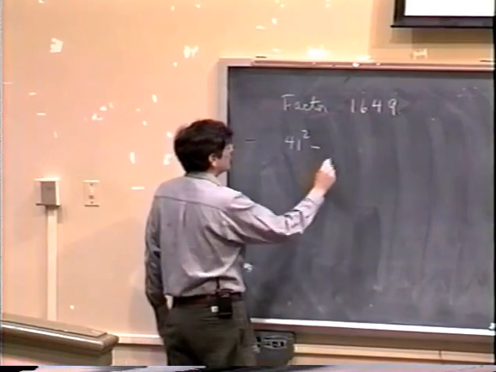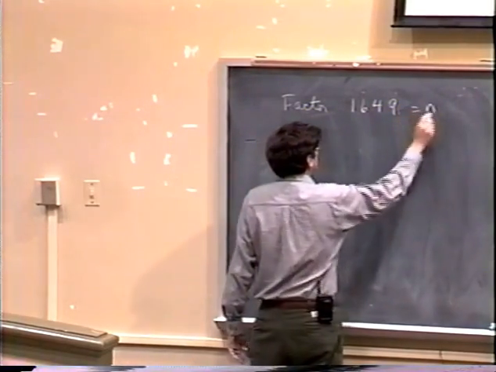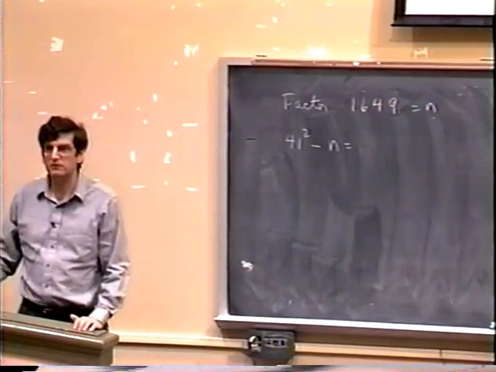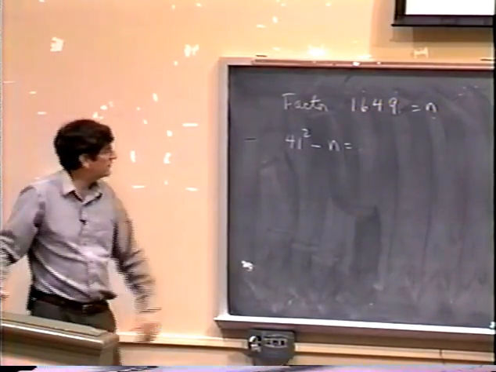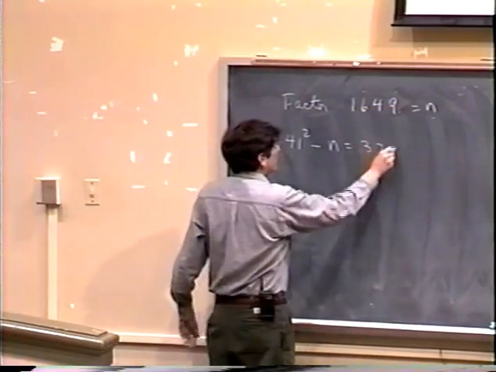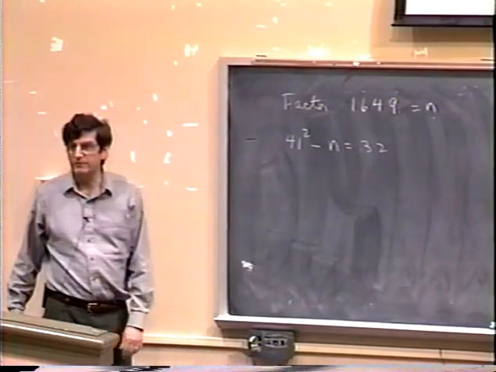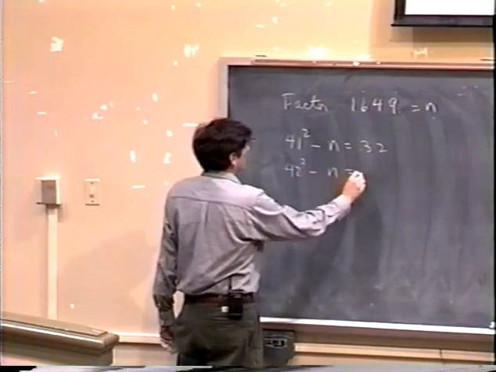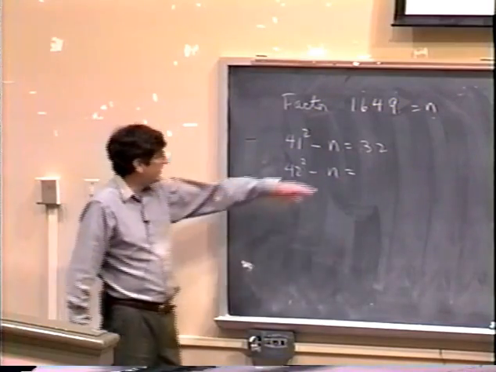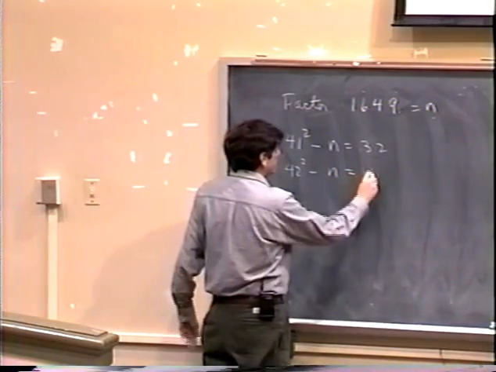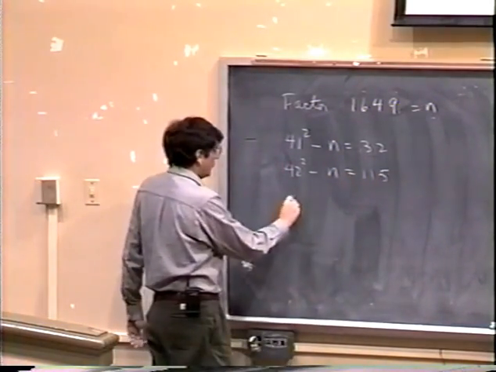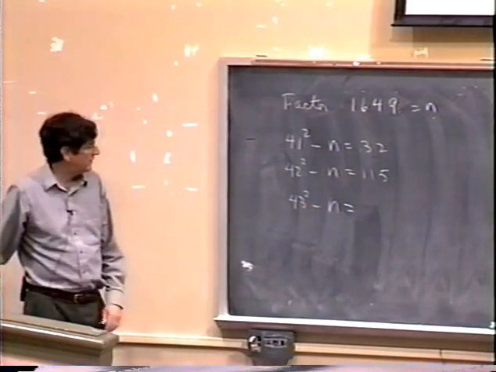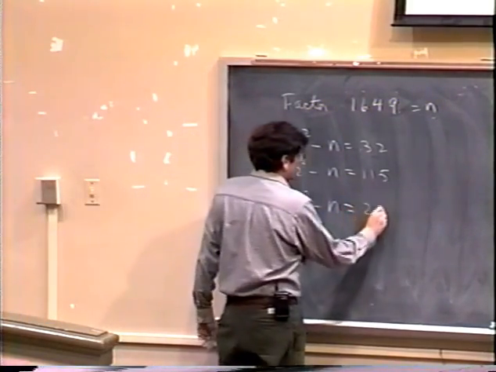Let's call this number n. 41 squared, take away n. Now, 41 squared is 1681, which is how much above this? This is 32 above this number n. Let's take 42 squared minus n. So I'll be adding on 83 to this number, which is 115. Let's take 43 squared, take away n. I'll be adding 85, I'll get 200.